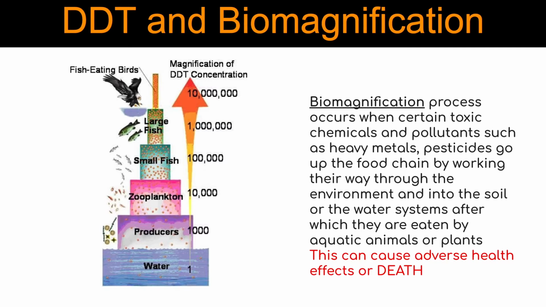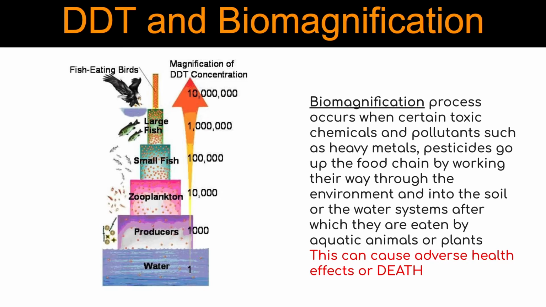And so as you see there on the diagram, there's just a tiny bit of DDT in the water, just one part or whatever, right? And so the producers are the things that eat the algae, and they get a little bit, and it starts to get more and more.